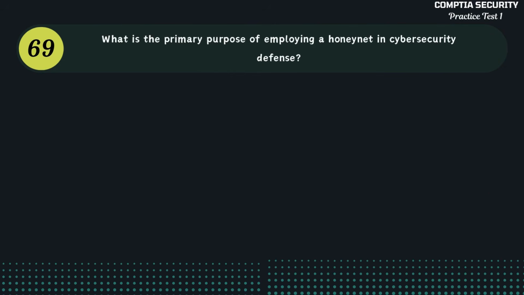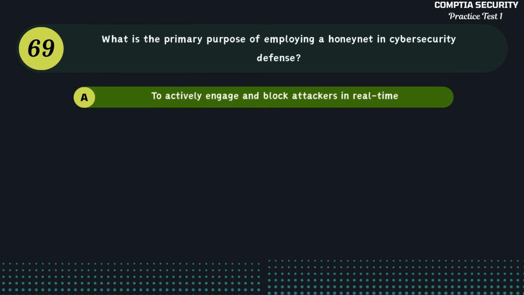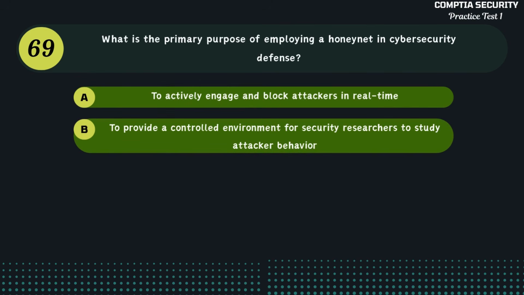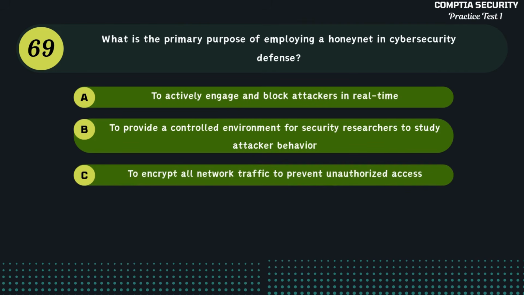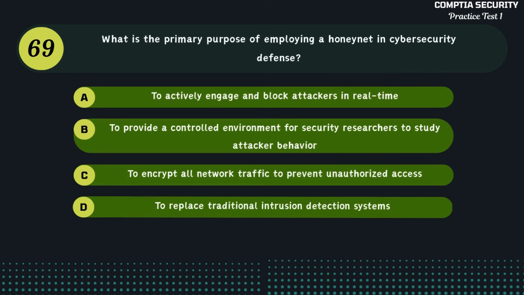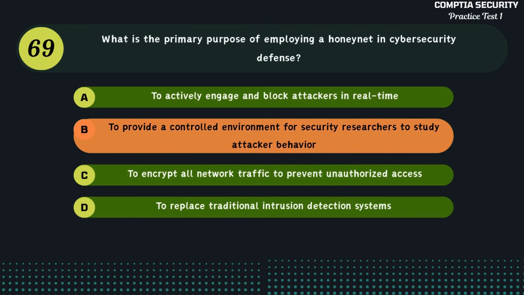Question 69. What is the primary purpose of employing a Honeynet in cybersecurity defense? A. To actively engage and block attackers in real time. B. To provide a controlled environment for security researchers to study attacker behavior. C. To encrypt all network traffic to prevent unauthorized access. D. To replace traditional intrusion detection systems. Correct answer B. To provide a controlled environment for security researchers to study attacker behavior.